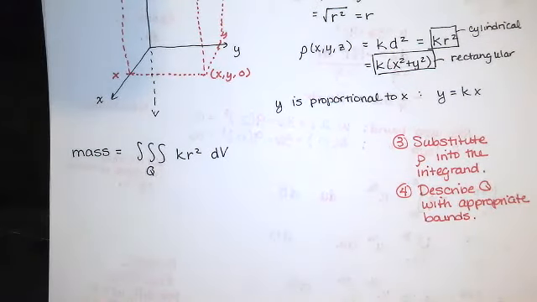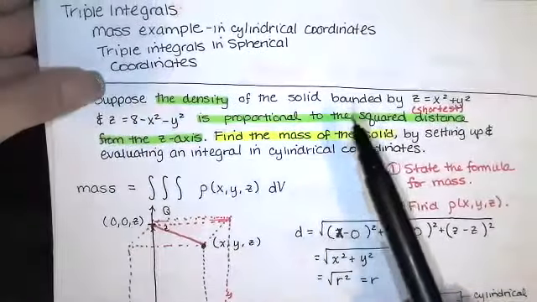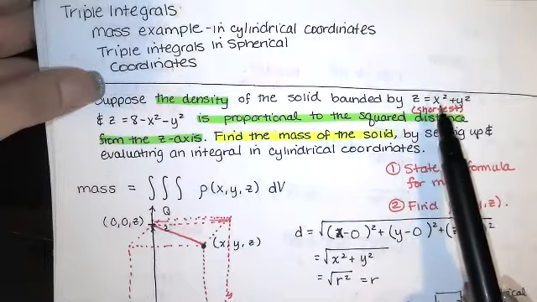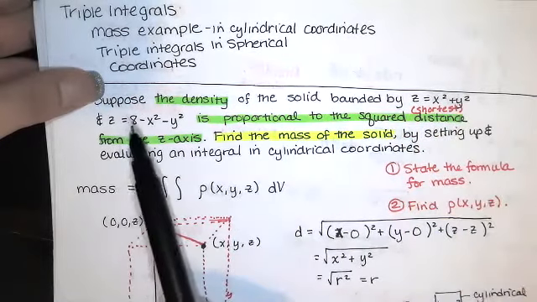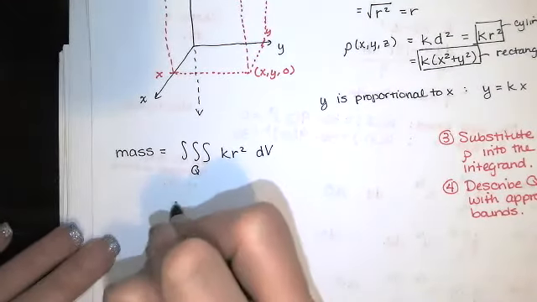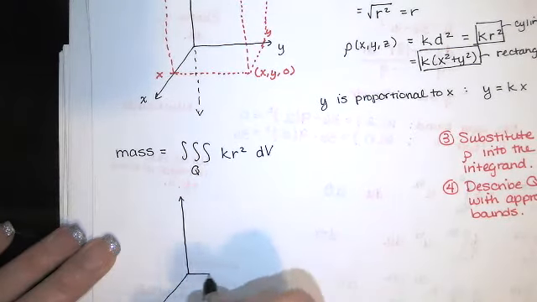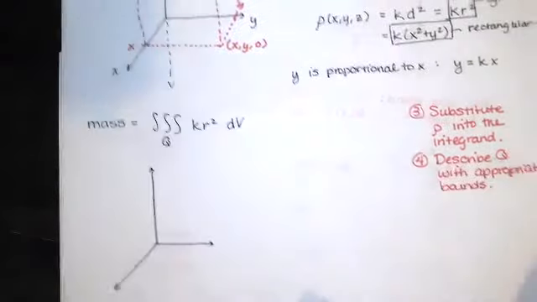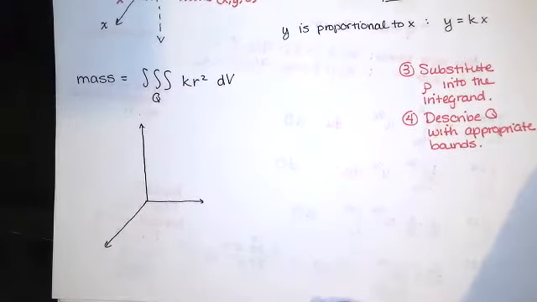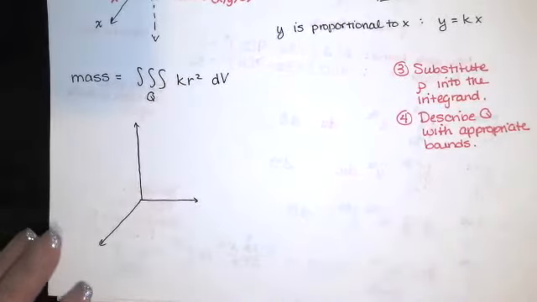Okay, so our solid, they told us at the very beginning, was bounded by z equals x squared plus y squared and z equals 8 minus x squared minus y squared. So we need to sketch those surfaces. It's always a good place to start. And then we use our sketch to come up with the appropriate bounds for Q, the solid region.